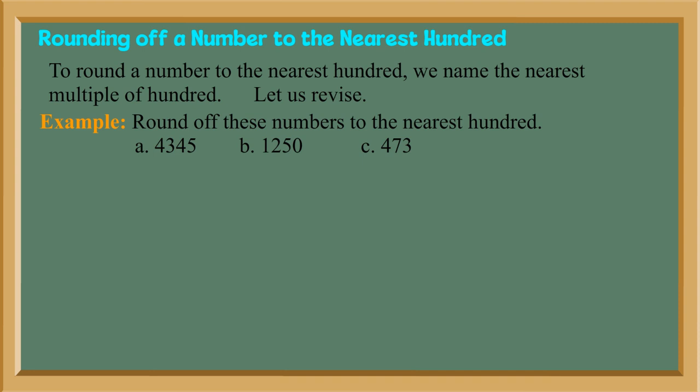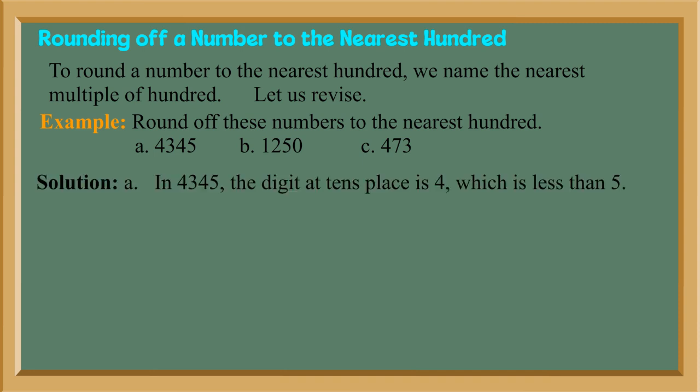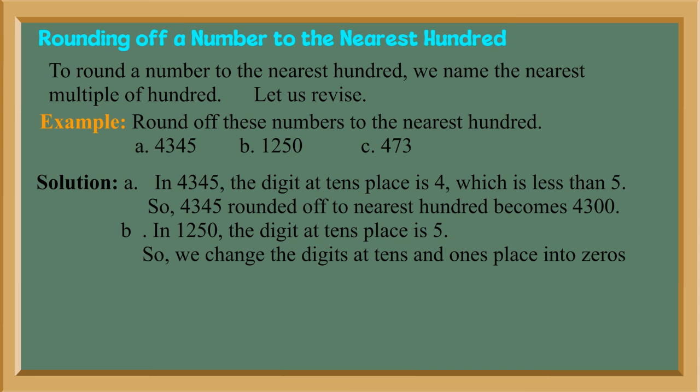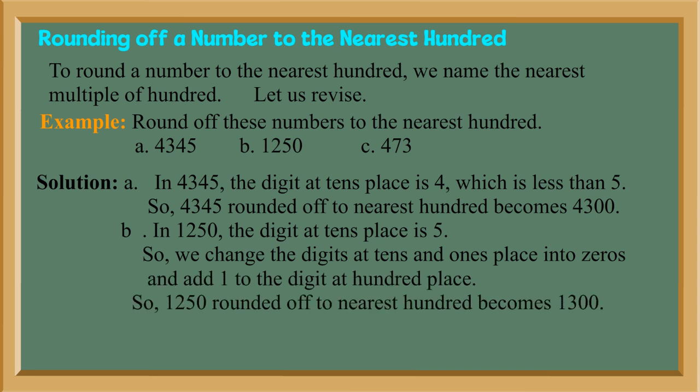Example: Round off these numbers to the nearest 100. A. 4345, B. 1250, C. 473. Solution: A. In 4345, the digit at tens place is 4, which is less than 5. So, 4345 rounded off to the nearest 100 becomes 4300. B. In 1250, the digit at tens place is 5. So, we change the digits at tens and ones place into zeros and add 1 to the digit at hundreds place. So, 1250 rounded off to the nearest 100 becomes 1300.